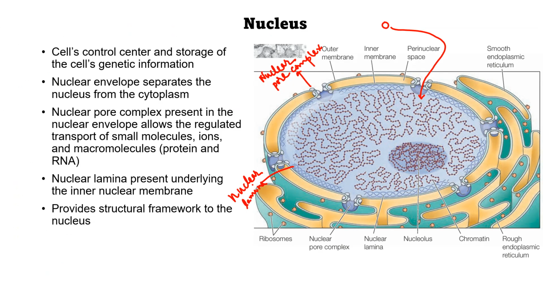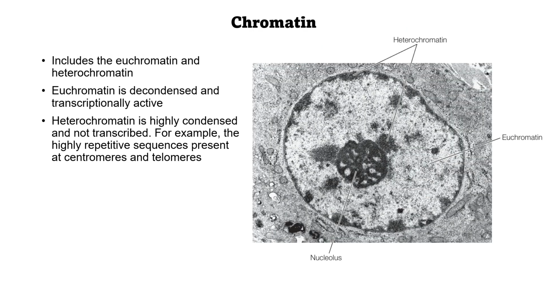All these points you have to remember about this nucleus. So these points are clear, right? They are also very basic. So you remember the function of these nuclear pore complexes. They allow the regulated transport of small molecules, ions, and macromolecules, and the nuclear envelope separates the nucleus from the cytoplasm. Okay, and what is this chromatin?